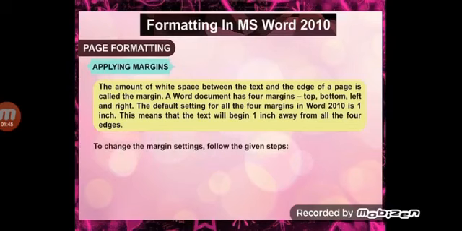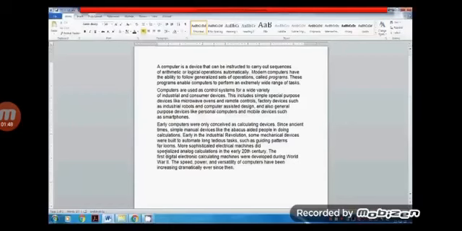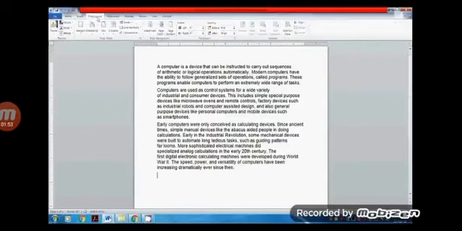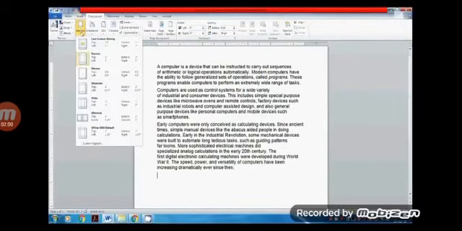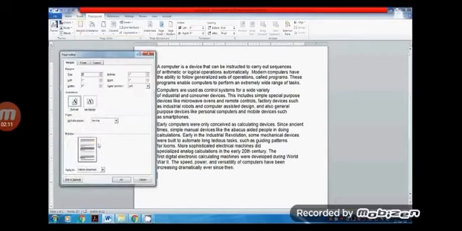To change the margin setting, follow the given steps. Click the Page Layout tab. In the Page Setup group, click the Margin option. In the drop-down menu that opens, click the margin setting you want. If the margin option that you want is not in the list, click Custom Margins. The Page Setup dialog box appears. Specify the top, bottom, left and right margins, then click OK.